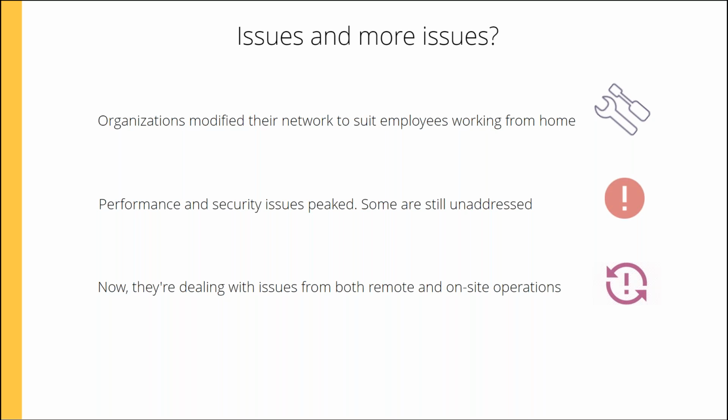So what we got now as the outcome are more issues. Offices are trying hard to cope up with the new challenges and modify their network in order to support their employees working from home. In this process, security and performance issues are at peak, with some of them yet to be addressed, not under control. And this is hampering the production for both remote and on-site operations, right?